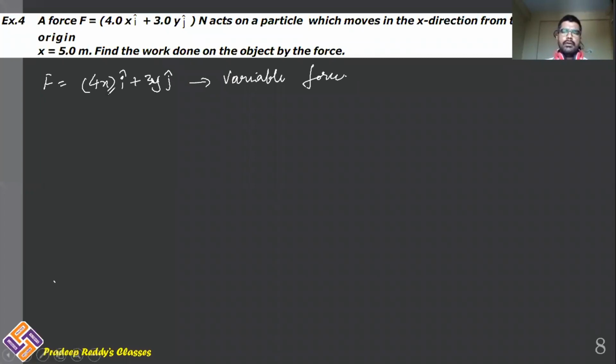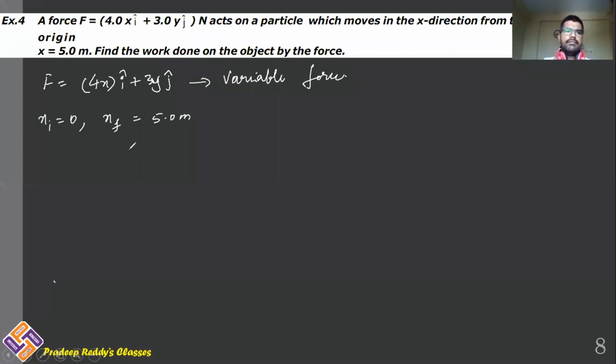X can be 0, 1, 2, 3, any value. Similarly, y can be 0, 1, 2, 3, any value. Therefore, this force is a variable force. It acts on a particle which moves in the x direction from the origin to x is equal to 5 meter. So initially the particle is at the origin, so the initial position xi is 0. And the final position is 5.0 meter. Find the work done on the object by this force.